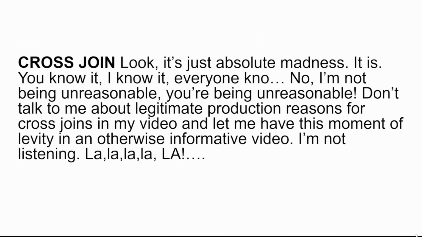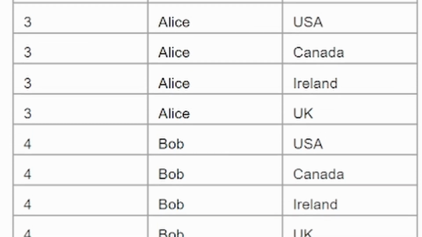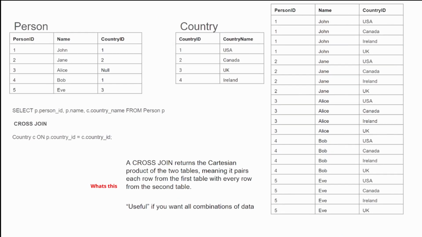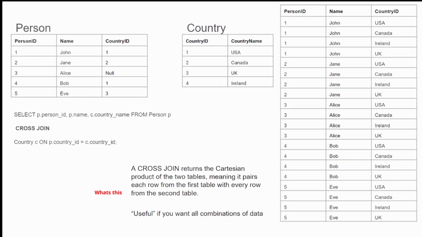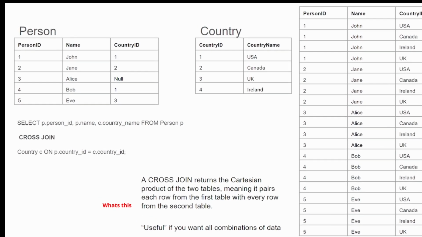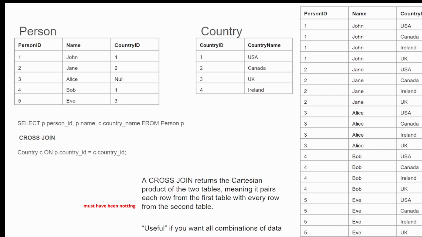Finally, a cross join. A cross join is absolute madness. A cross join returns the Cartesian product of the two tables, meaning it pairs each row from the first table with every row from the second table. It's useful, and I put that in quotations, if you want all combinations of data. The reason I put useful in quotations is because cross joins are very expensive and very dangerous.